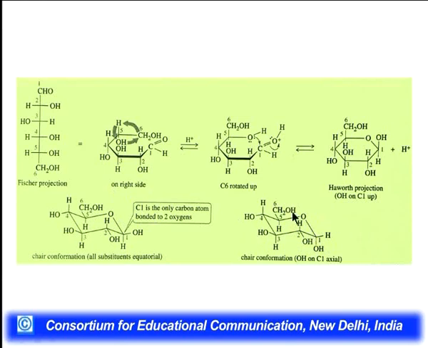And in this case, we can also identify the alpha and the beta forms by saying that in alpha form, CH2OH and the OH on the first carbon, that is the anomeric OH, are trans to each other, whereas in beta form, the anomeric OH and CH2OH are on the same side of the ring, that is they are cis to each other.